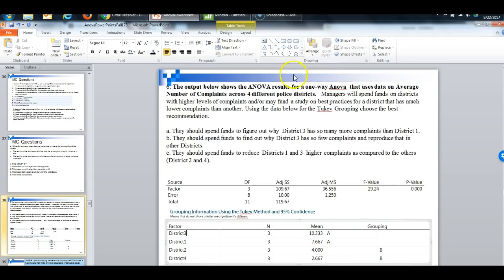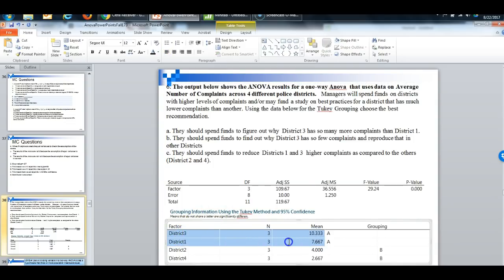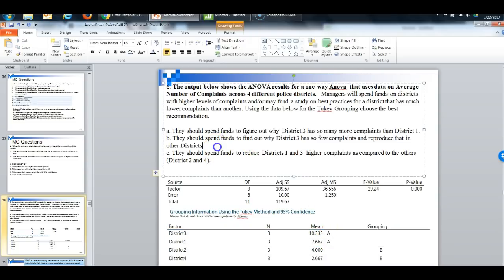All right, so let's see how we can meld this into something practical. They should spend funds to figure out why District 3 has so many more complaints than District 1. Is that true? Should they spend money to find out why District 3 has so many more complaints than District 1? No, because there's not enough evidence to suggest that they differ. Does everybody see? The fact that they're in the same grouping means that there's not enough evidence to suggest that. Can't be correct.